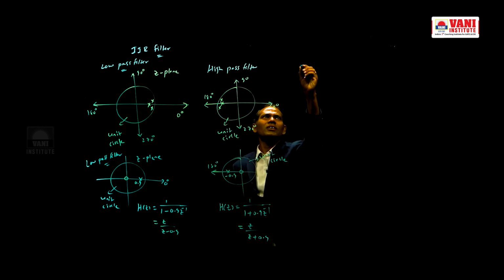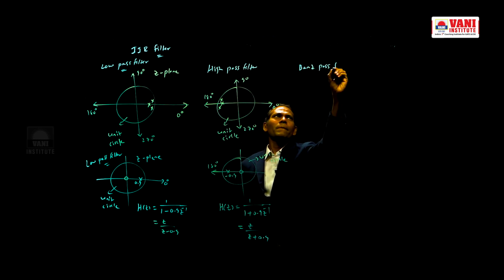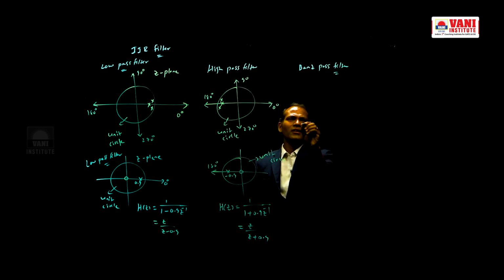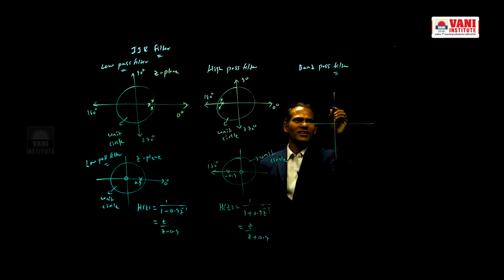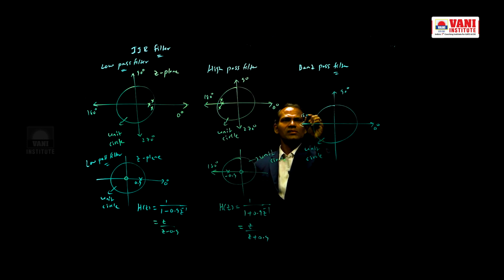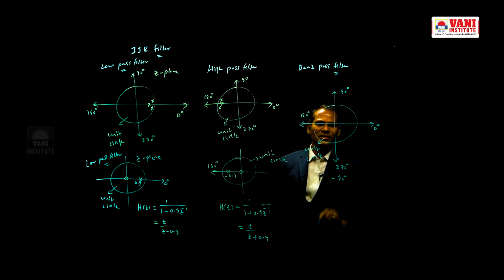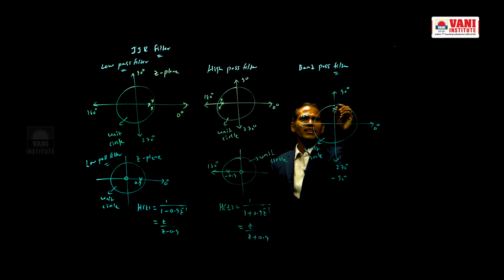Suppose take a band pass filter. Band pass filter poles will be around 90 degrees and minus 90 degrees. We know that this line is either 270 or minus 90. So, if poles are around 90 degrees or minus 90 degrees, it is a band pass filter.